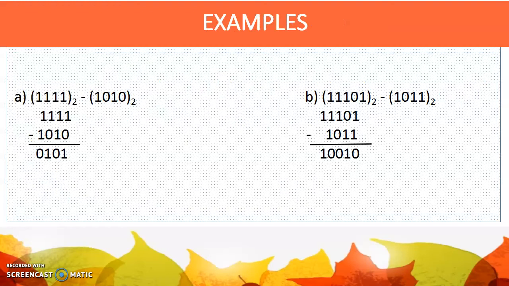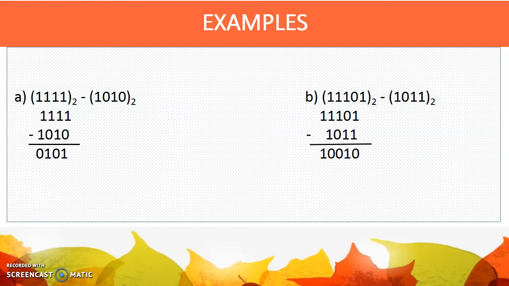Now the first question is 1111 to the base 2 minus 1010 to the base 2. Now we will write it like this as we perform subtraction. Now we will start with the rightmost side. 1 minus 0 we have in first, so 1 minus 0 according to the rule is 1. Then we have 1 minus 1 which will result in 0. 1 minus 0 which is 1, sorry. And then we have 1 minus 1 which is 0 again. So the value of the subtraction of 1111 and 1010 is 0101.